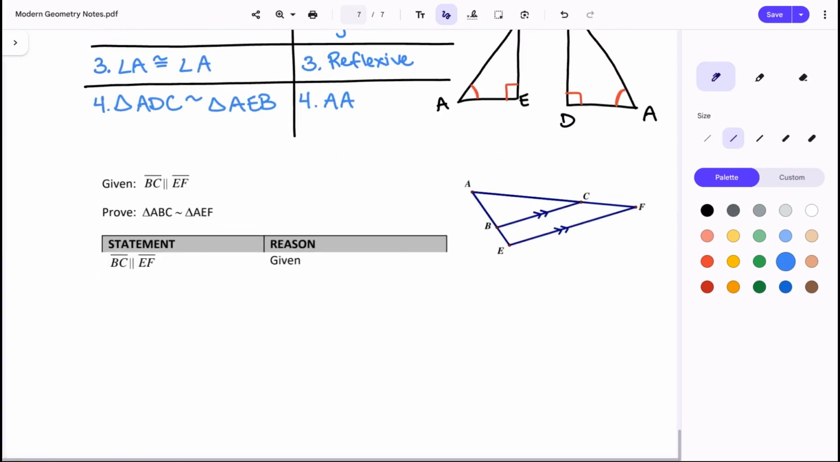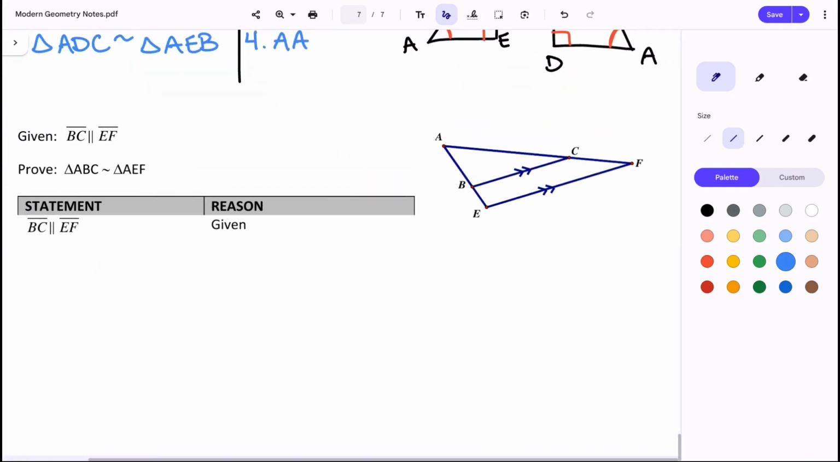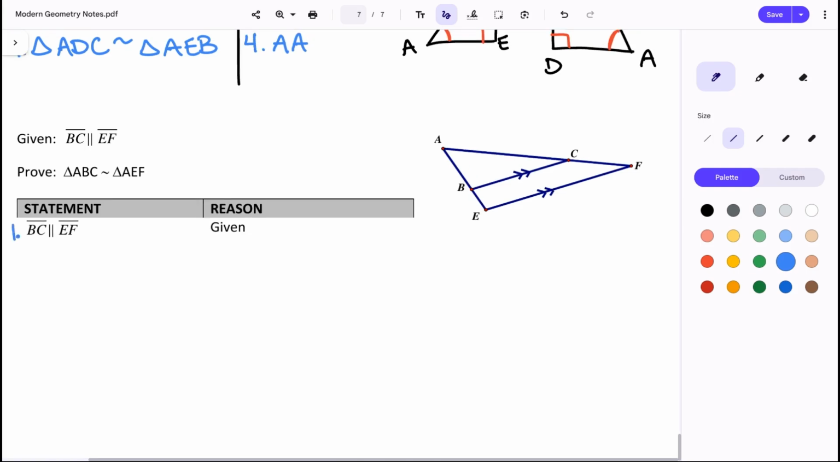Okay, we've got one more here. Again, they already put our given down here for us. BC is parallel to EF, and we want to prove that these two triangles are similar to each other. All right, anyone have thoughts on how we could maybe start? Colby, what do you think? Angle A is equal to angle A. Okay. Because why? Reflexive.